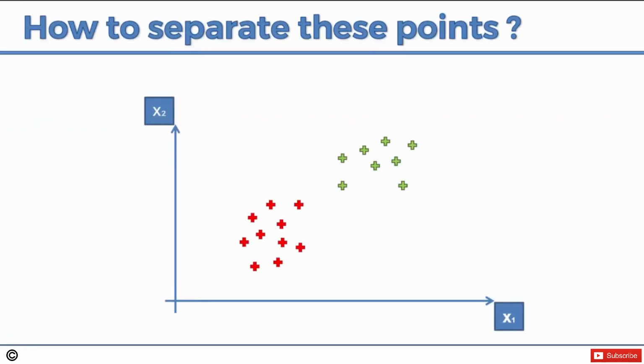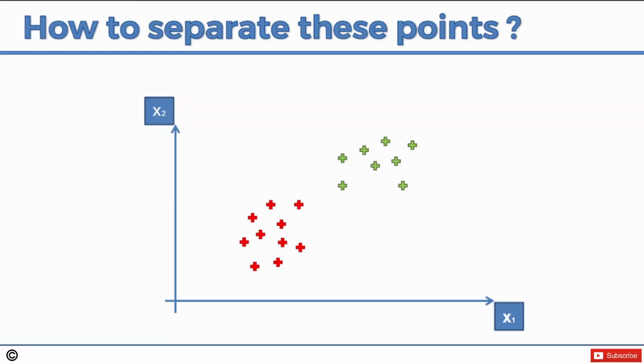All right, so here we've got, as usual, points on a two-dimensional space. For simplicity's sake, we've got just two columns, x1 and x2, and we've got some observations. Some are red, some are green, so we've already classified them. But now, how do we derive a line that's going to separate them? So how do we actually separate these points?